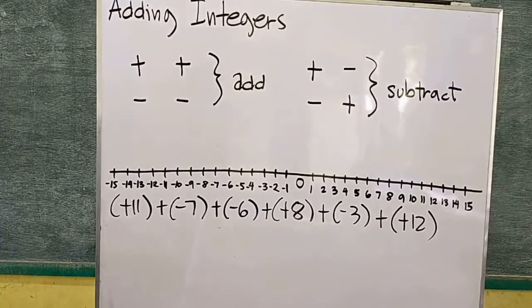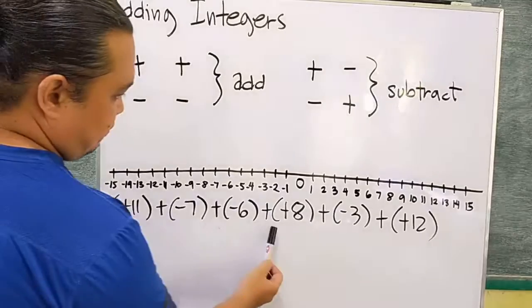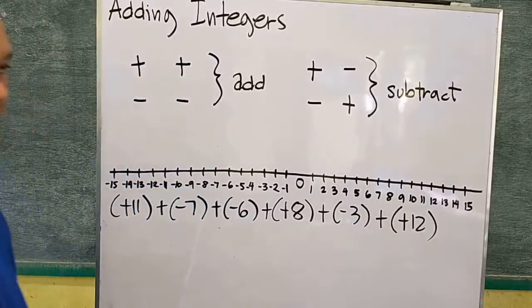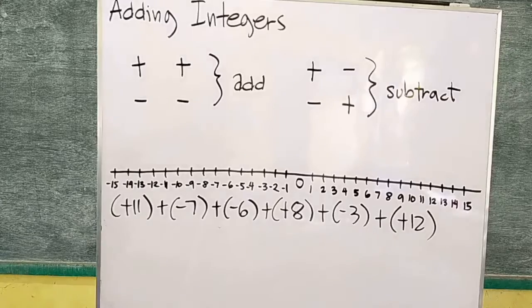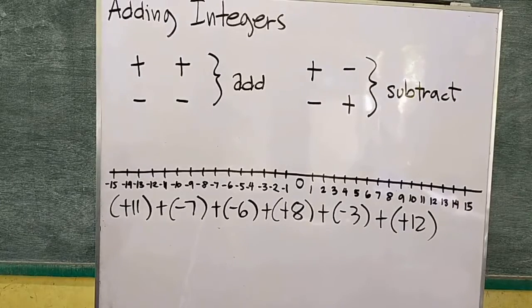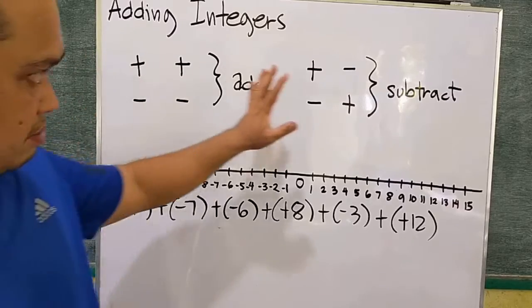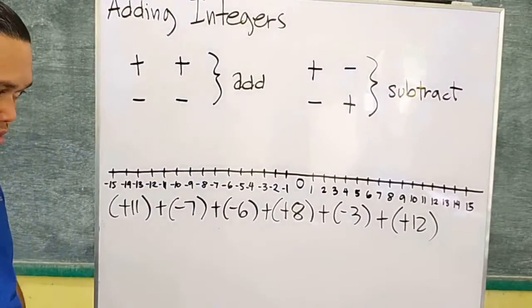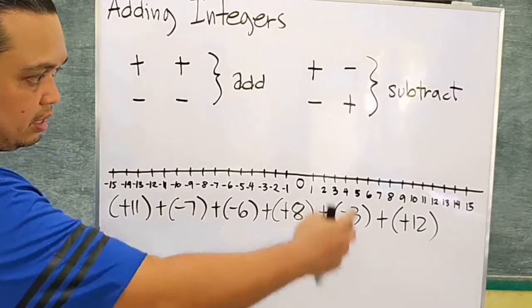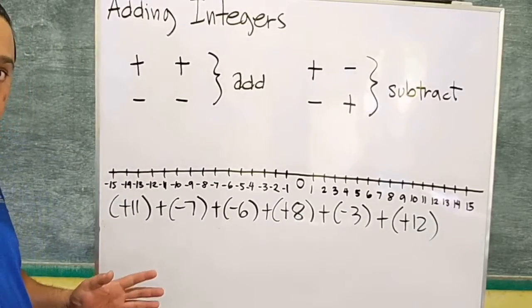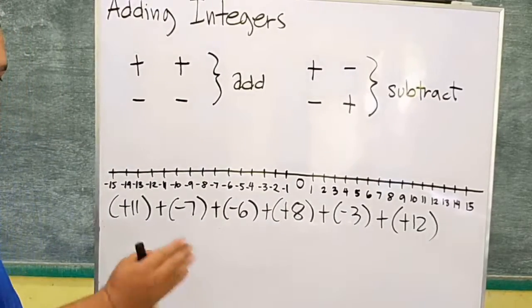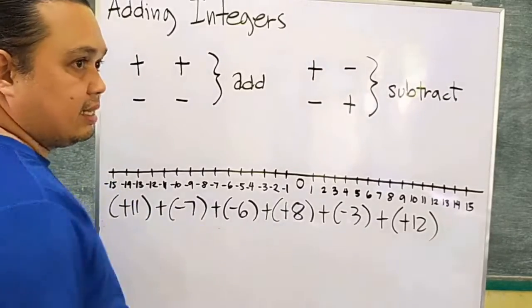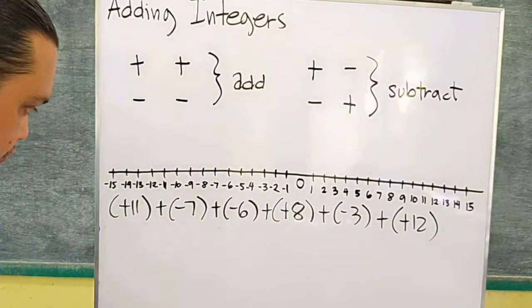Okay, one last example then for our lesson here. We are now adding 1, 2, 3, 4, 5, 6 integers, okay, that have different signs. They are both positive and negative. Now, how do we answer that? Just follow the same principle. Because we have multiple integers here, let's combine all the positive and combine all the negative.